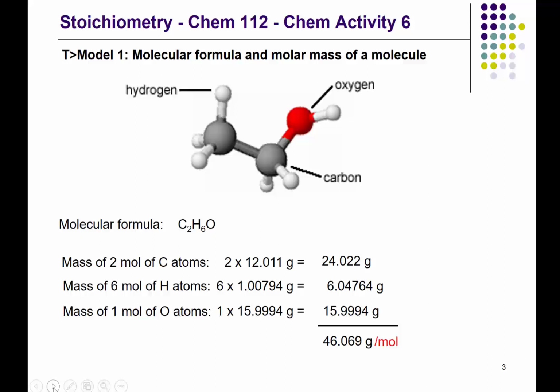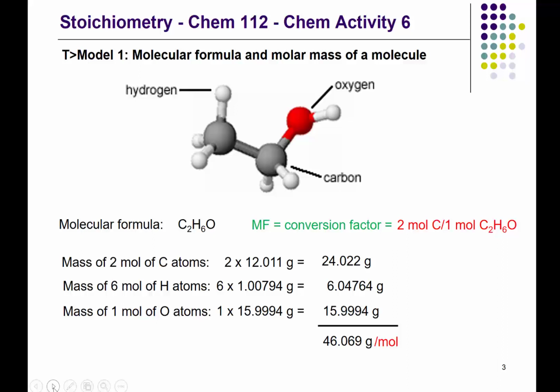As it turns out, therefore, we can consider that the molecular formula represents, in a sense, a conversion factor. It tells us how many atoms or moles of atoms of each of the different types of elements are in the compound. So, for example, as I say, the molecular formula represents a conversion factor. We can say there are 2 moles of carbon per 1 mole of C2H6O, or 1 mole of oxygen per 1 mole of C2H6O, or, of course, 6 moles of hydrogen per 1 mole of C2H6O.